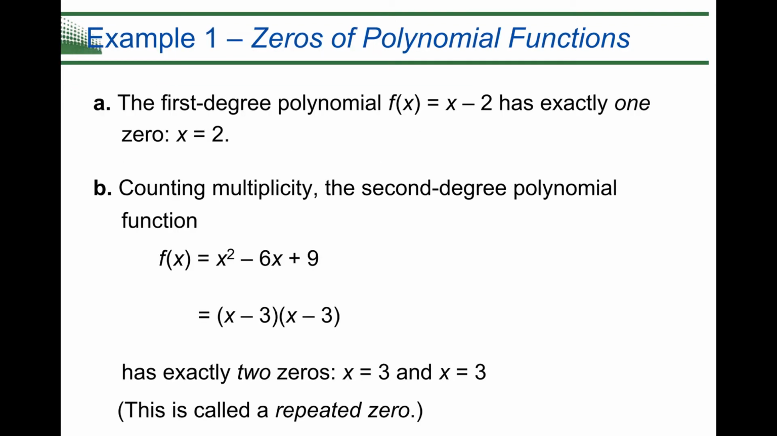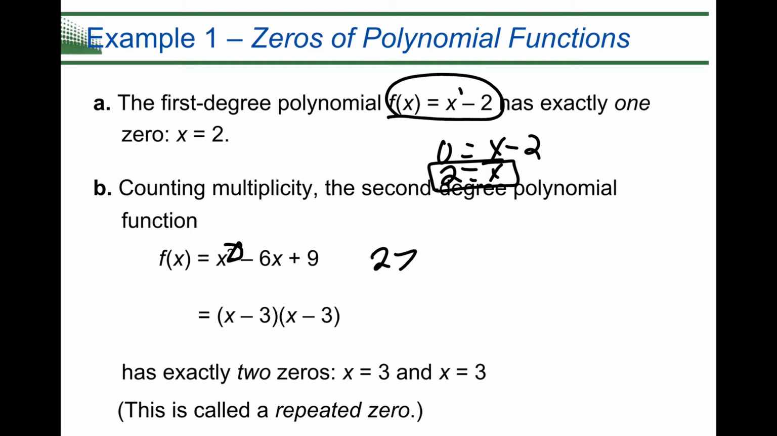So what we're going to do is look at it and say, if you had a first degree polynomial such as f of x equal to x minus 2, it has 1 zero. It's a 1 degree polynomial. It has at most 1 zero. And so if you were to set this equal to 0, you would get x to be 2. If you have a second degree polynomial, you could have at most 2 zeros.